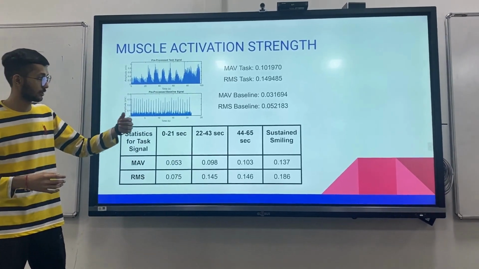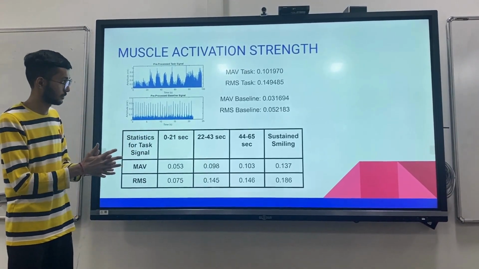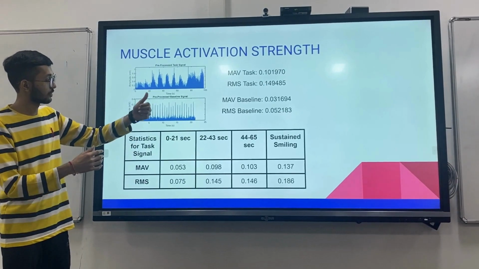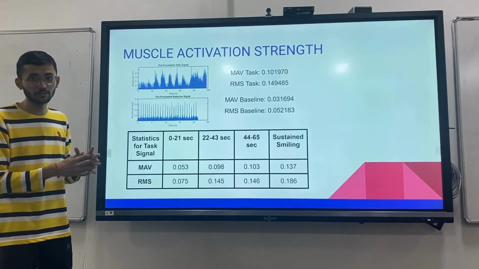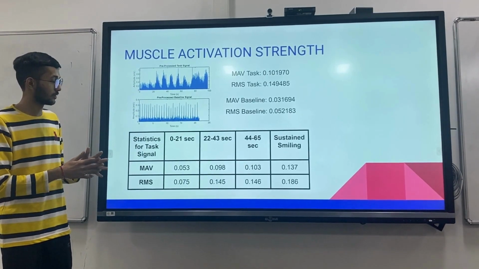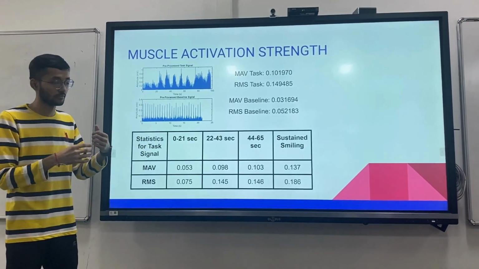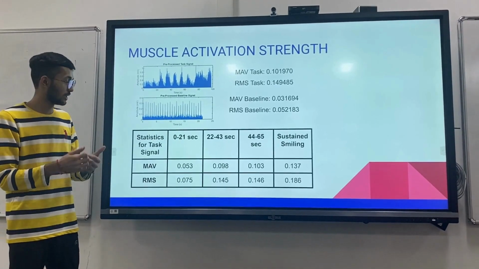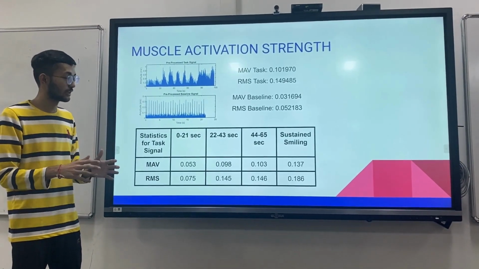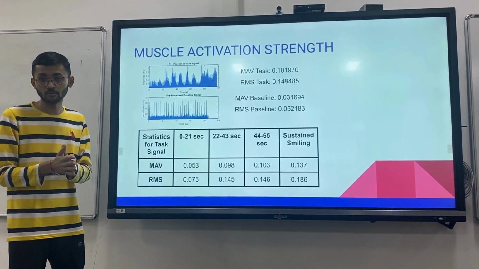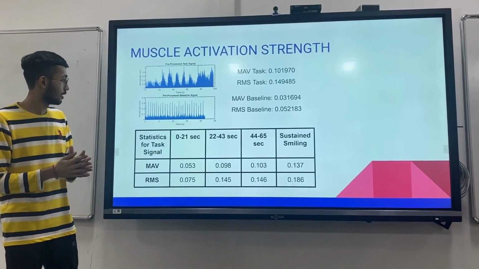Now let's look at the values for the task signal and the baseline signal. We see that for the task signal, MAV and the RMS value are higher as compared to the baseline signal, as the task signal involves the smiling of the subject, and the baseline signal is when the subject is not smiling, so there is no muscle activation.